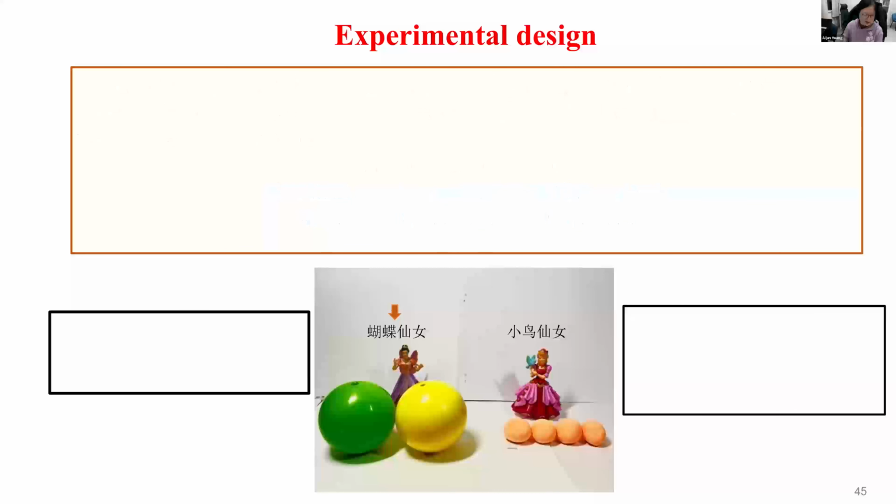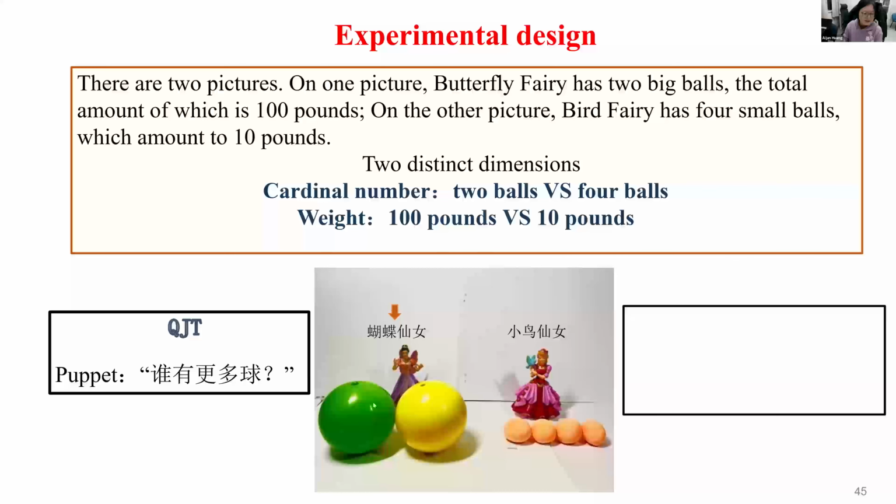So for quantity judgment tasks, as in the standard quantity judgment task, we have a puppet ask the participant, 谁有更多球? Who has more balls? 谁有更多球? I will give you a few seconds to think about it. If I present this scenario to you and ask the question, 谁有更多球? Which character, which fairy would you choose? The butterfly fairy or the bird fairy?